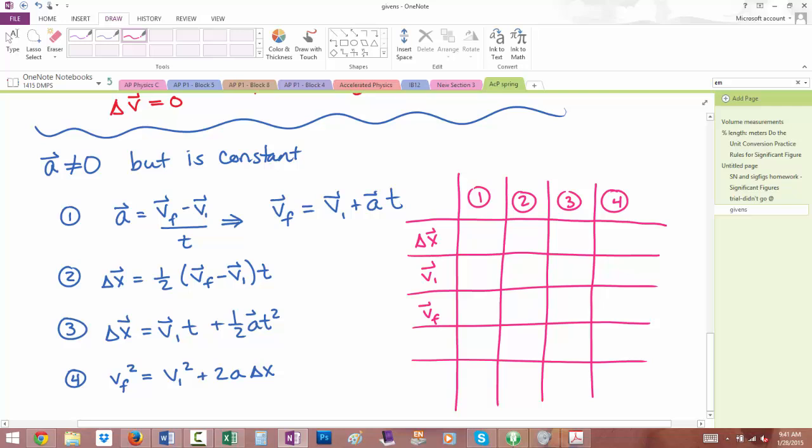What else? What else do you see? Time. And there's one more. Yeah, go ahead. Acceleration.